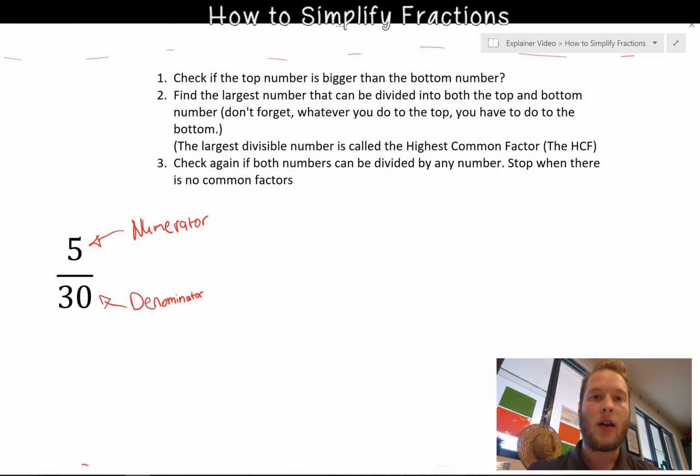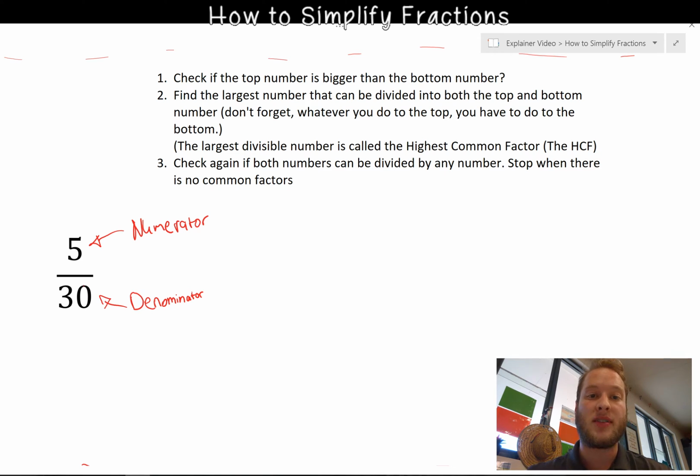First of all, we need to check if the top number is bigger than the bottom number. We often call the top number the numerator and the bottom number the denominator. Sometimes what helps me remember which one's which is that the denominator is the one that's down, D for down. So in this example, 5 and 30, the numerator is smaller, so I can just go on to the next step. I'll let you know later what to do if it is bigger.